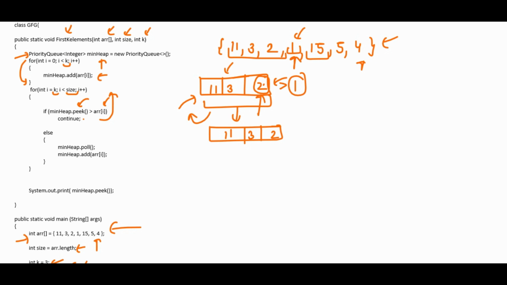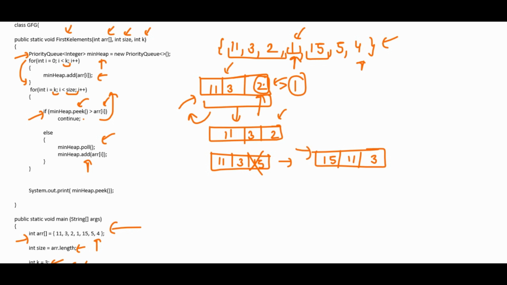Now we take the next element, which is 15, and we check if minHeap.peek, that means 2, is greater than 15. No, it is not. So we go to the else part, where we have to poll the first element. Poll means we remove the top element. It becomes 11 and 3 only, and we add 15. So after adding 15, this priority queue will look like 15, 11 and 3. This was just a representation of what the priority queue will look like.